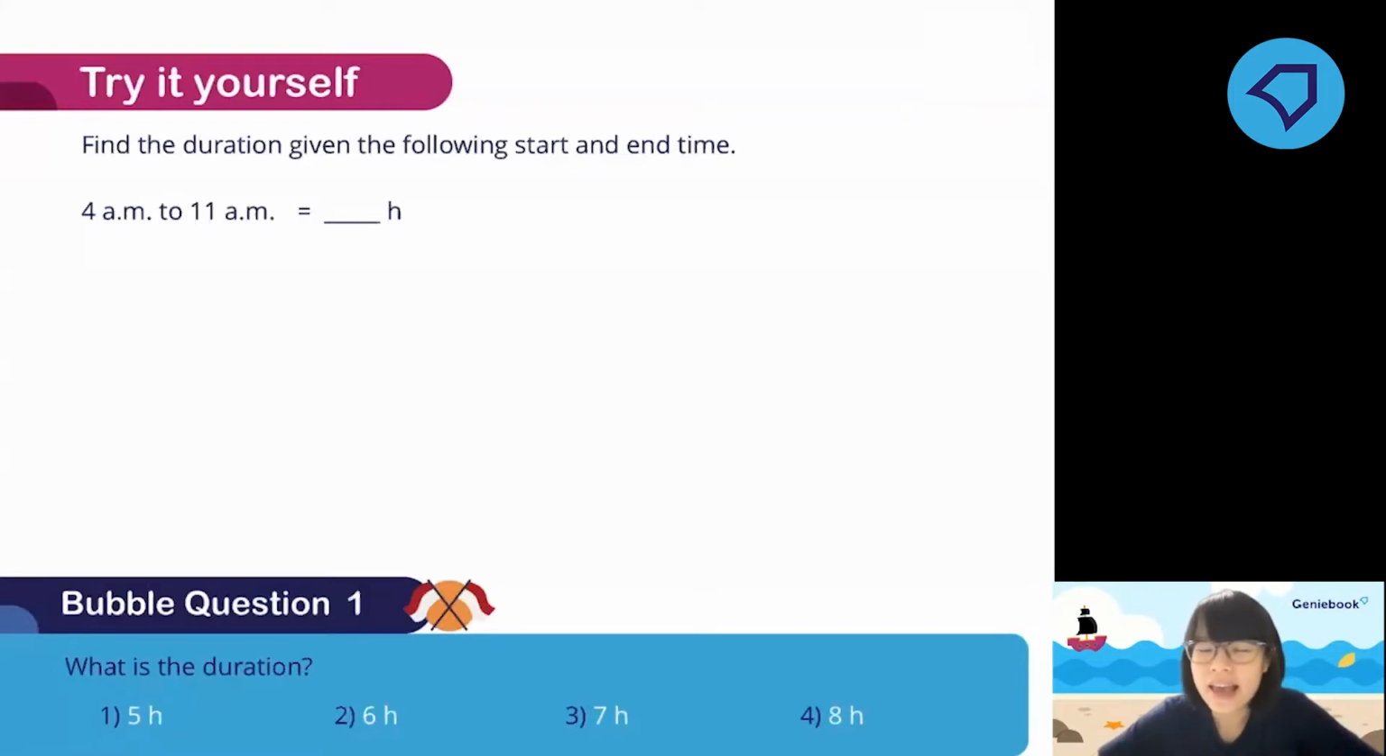From 4 a.m. to 11 a.m., what is the duration or how many hours would that be? Imagine if you start your Geniebook lesson at 4 a.m. and it only ends at 11 a.m. How long would it be? Do you want a 4 a.m. to 11 a.m. lesson? It will be very long.